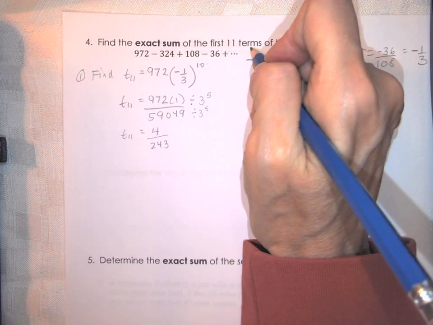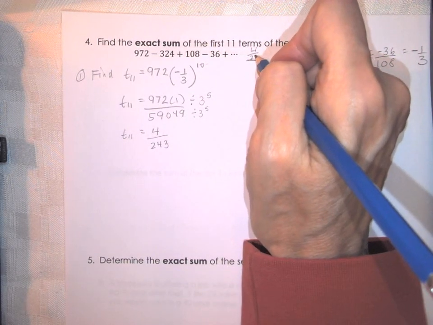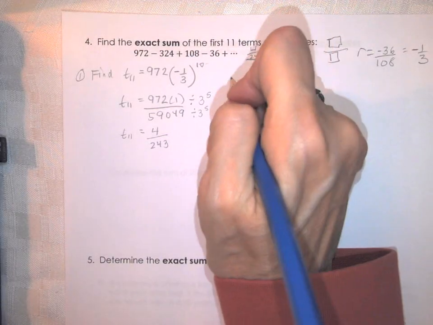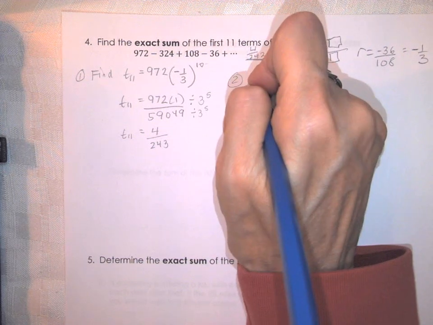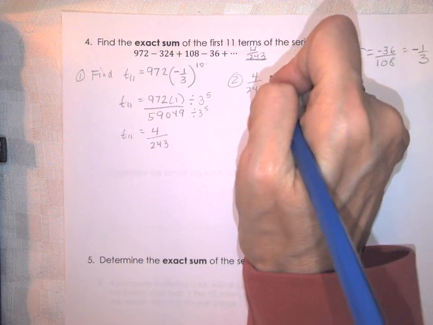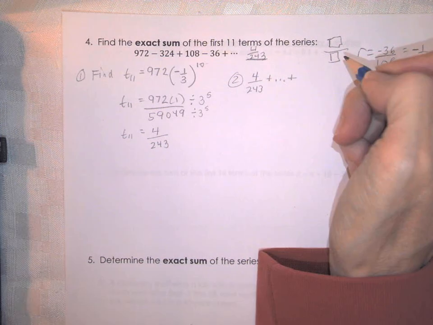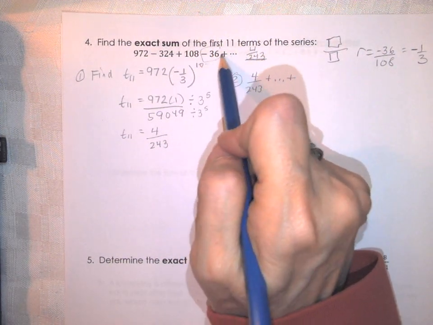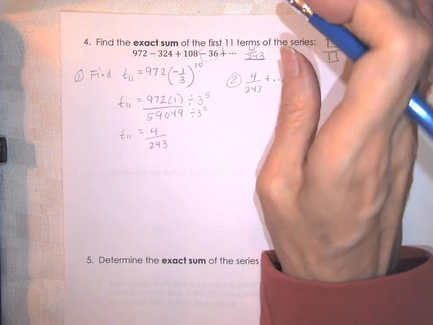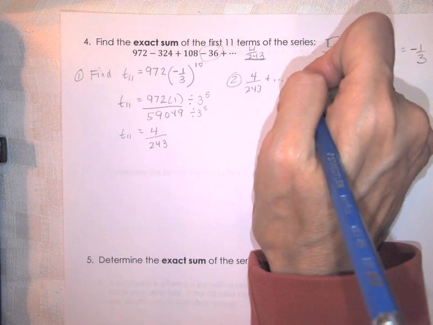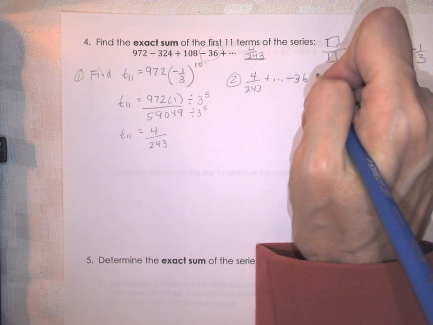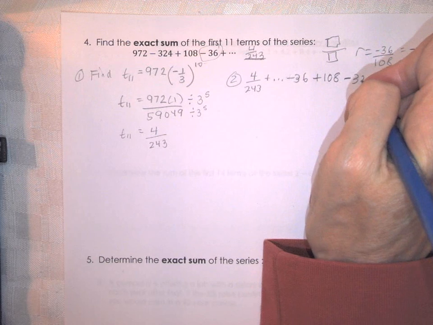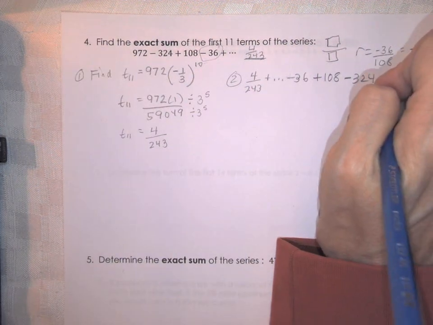So now I know that that's going to be the 11th term, and I only need to find the sum of the first 11 terms, or the last term in my series. So now I want to turn my series around so that 4 over 243 is my first term, and then they get bigger and bigger. So I wanted to put plus 36 there, but then I realized that the 36 is negative. So it's minus 36, make sure the sign goes with the term, plus 108, minus 324, plus 972.